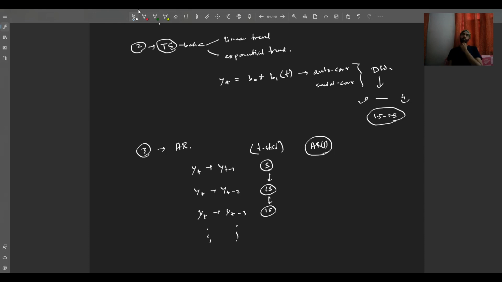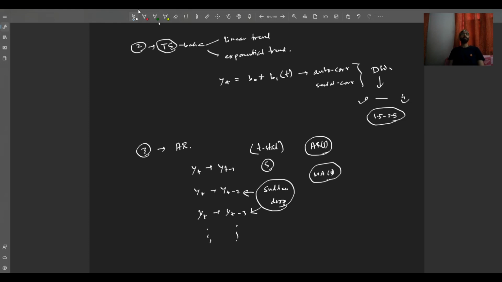Similarly, we may find something else. We may find that yt minus 1 is significant, but the significance of yt minus 2 and yt minus 3 is far below. There is a sudden drop in value. In that case, we may conclude this is a moving average 1 kind of model. So like this, we can go on assessing what kind of model is to be used, right?